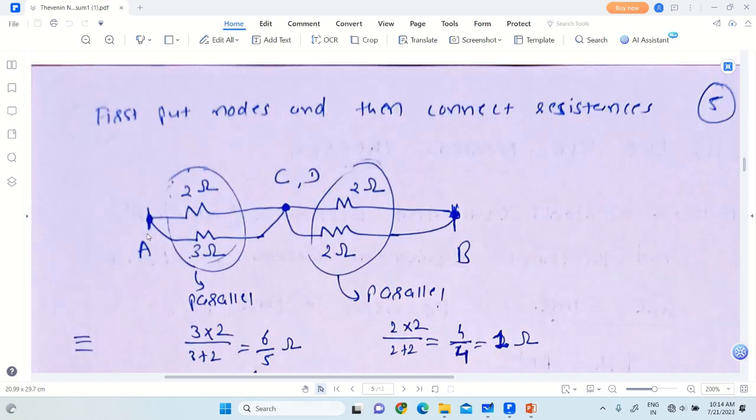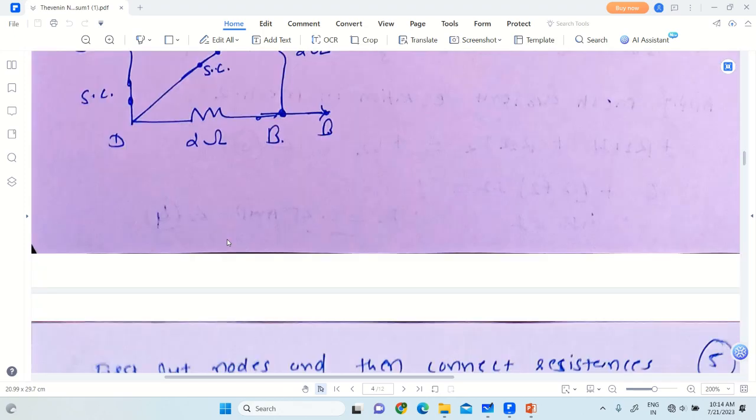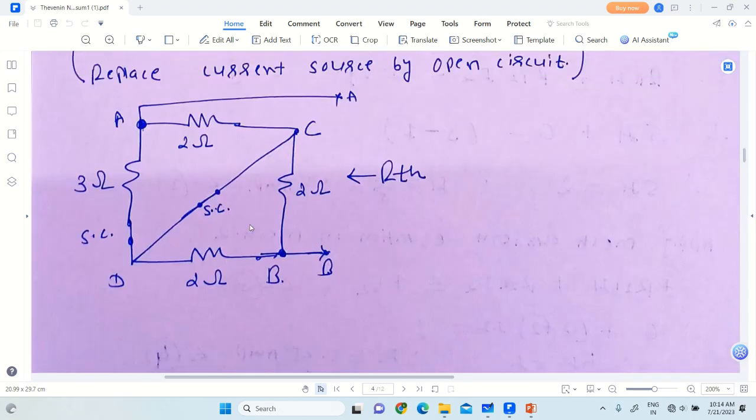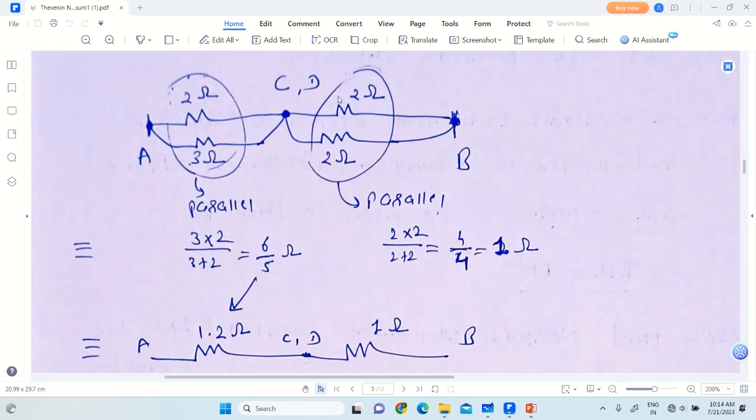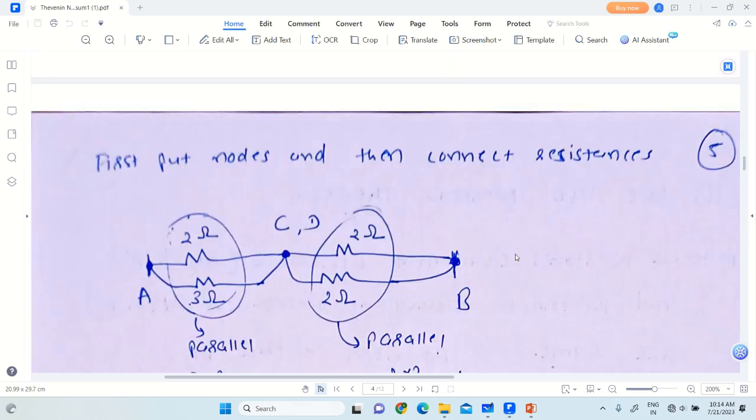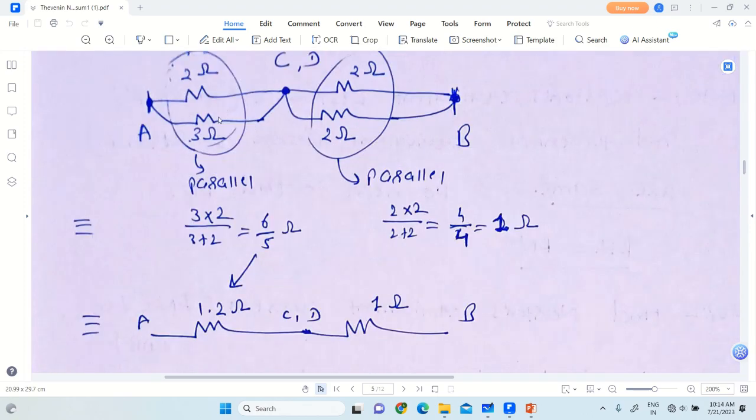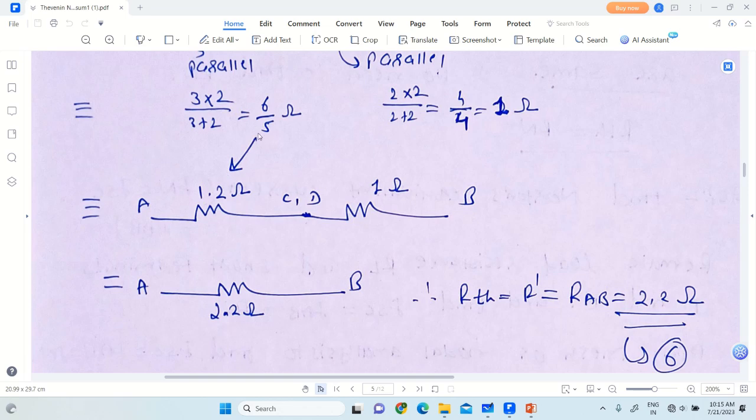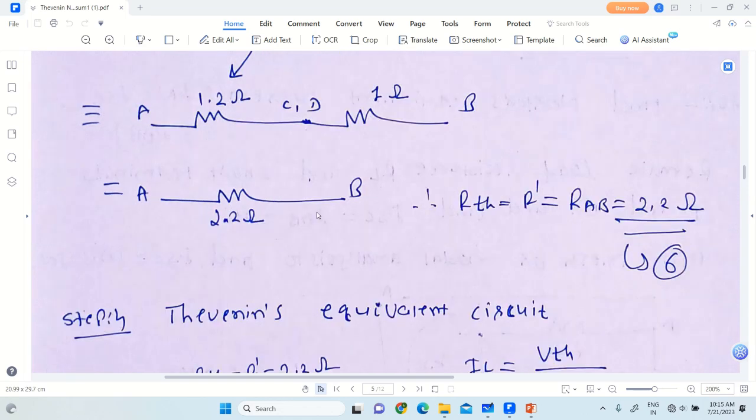Between A and C 2 ohm resistance, between A and D 3 ohm resistance. Between B and C 2 ohm resistance, between B and D 2 ohm resistance. Now the 2 ohm and 3 ohm are connected in parallel, and these two 2 ohm are connected in parallel, so its equivalent is 1 ohm. The first is 6 upon 5, that is 1.2 ohm, and the other is 1 ohm; both are connected in series. So between A and B, 2.2 ohm equivalent resistance is obtained, which is the Thevenin's equivalent resistance, and it is equal to the Norton's equivalent resistance between node A and node B.